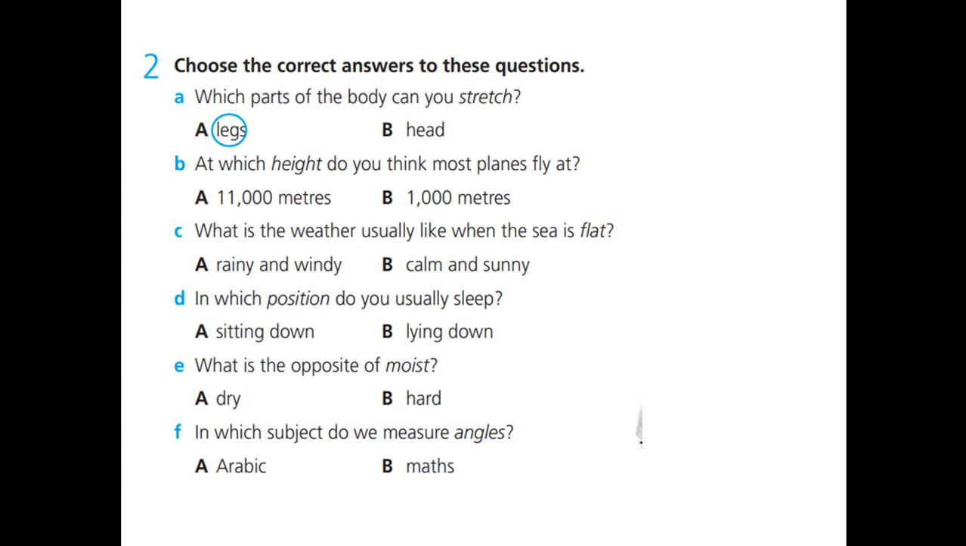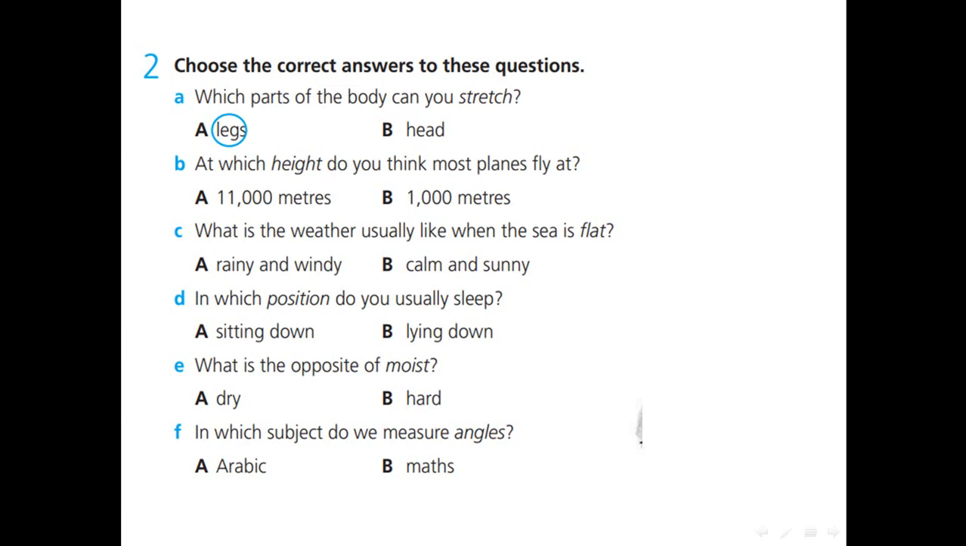Number C, what's the weather usually like when the sea is flat? Is it rainy and windy or calm and sunny? So when the sea is flat, this means no waves. The weather should be calm and sunny. Number D, in which position do you usually sleep? You sleep when you are sitting down or lying down. Of course, most people sleep when they are lying down.